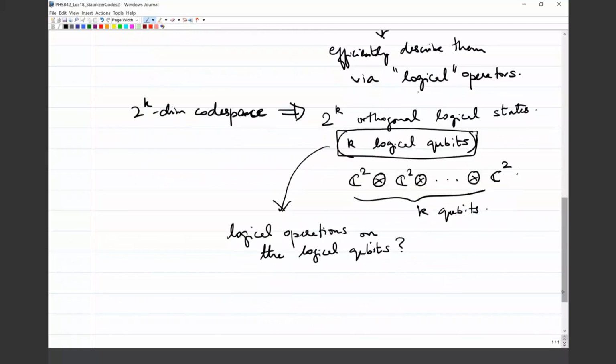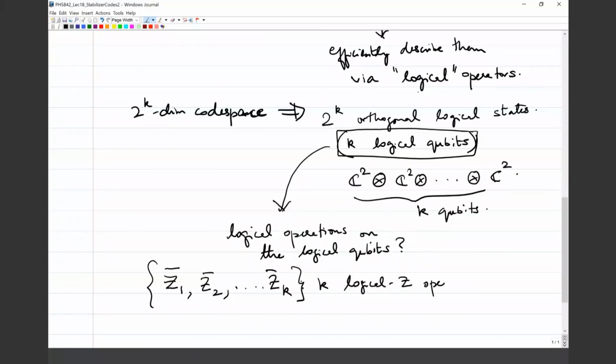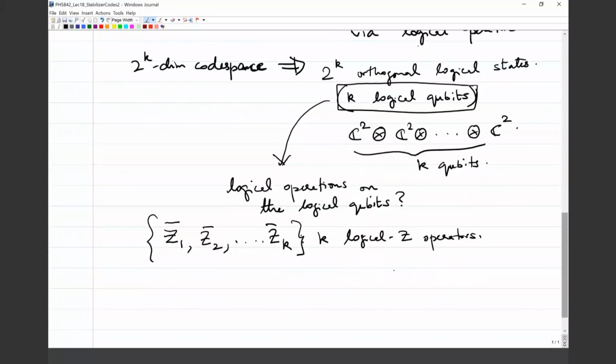So it's enough, for example, one way to describe these k logical qubits rather than writing down the complete code word itself, is to ask, can I identify a Z1 bar, Z2 bar, etc., Zk bar, right? Which is a set of k logical Z operators, right? Which means these are operators that act like the regular Z operator. This is a single qubit Z operator on each logical qubit.